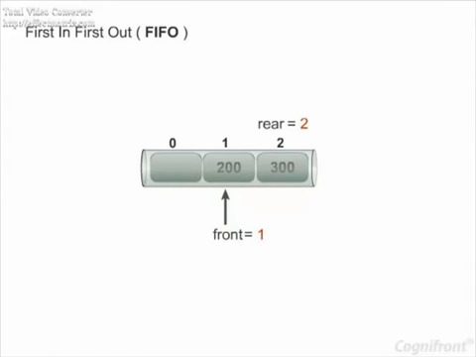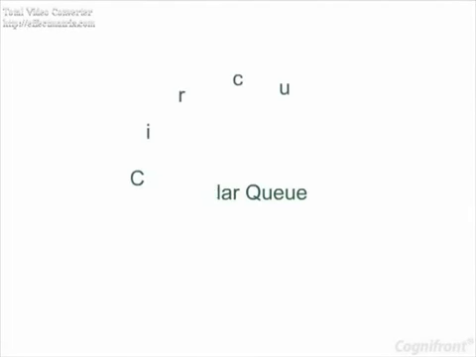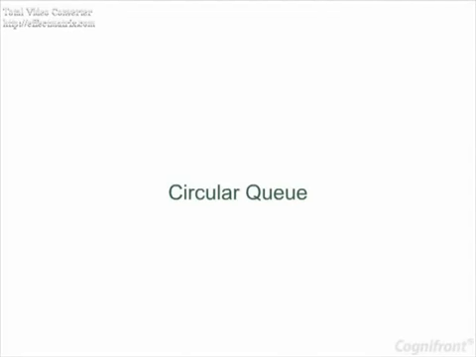Now suppose if we want to insert more elements in the same queue, it is not possible as the queue is full. Although there is a space of element 100 which is deleted, we cannot utilize the space because a queue is nothing but a linear array. To overcome this problem, we use the concept of circular queue.